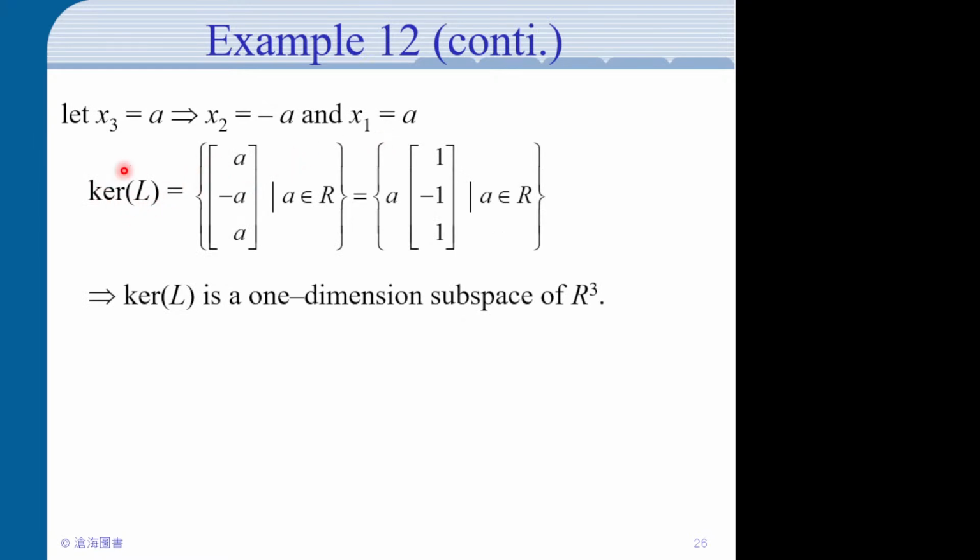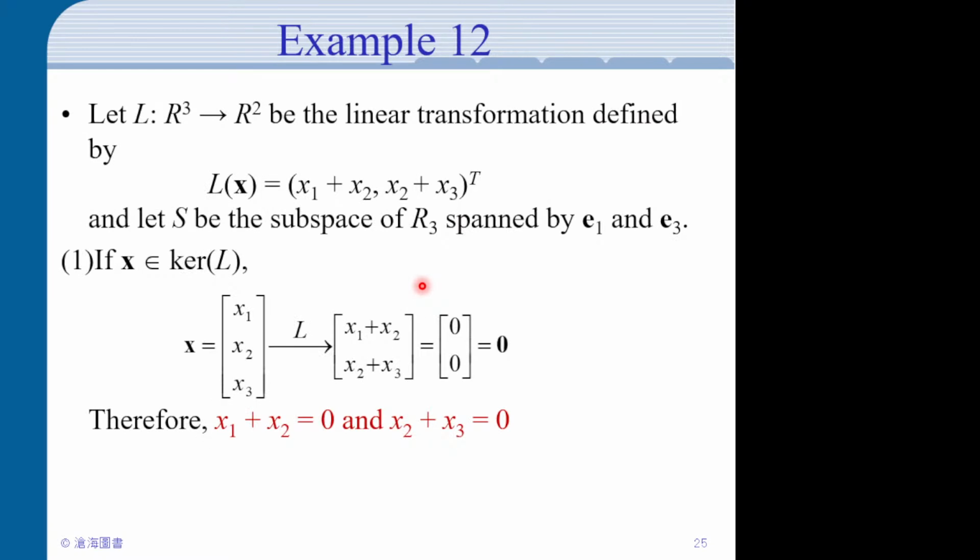So we see that the kernel always has the form (a, minus a, a) with some real a. It's just a times (1, minus 1, 1), and obviously this is a one-dimensional space spanned by (1, minus 1, 1). We can also write this in matrix form, because this is basically already in REF. So we are saying the matrix with rows (x1 plus x2) and (x2 plus x3), times x, equals 0.